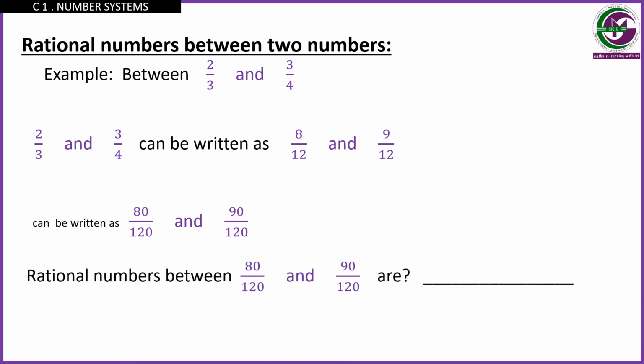Okay, you can write them down here: 81 by 120, 82 by 120, 85 by 120, and so on. But remember, if you write 82 by 120 or 85 by 120, you need to simplify. We will come to it in the next example.